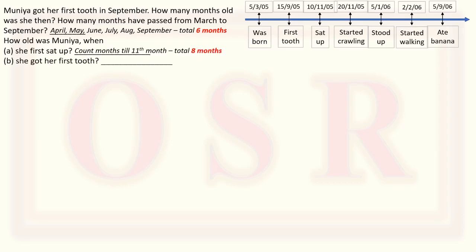When she got her first tooth, again look at the timeline. She got her first tooth in 15:09. So count months till 9th month. That is a total of 6 months.